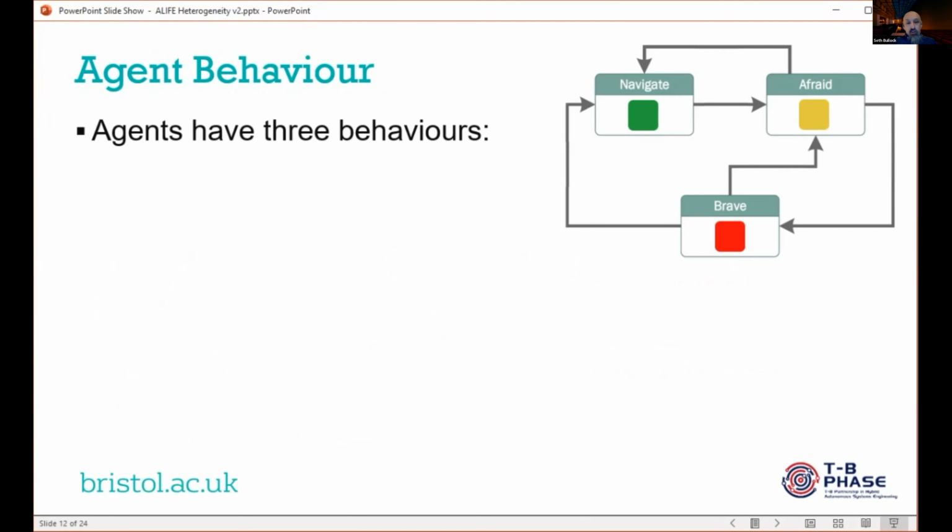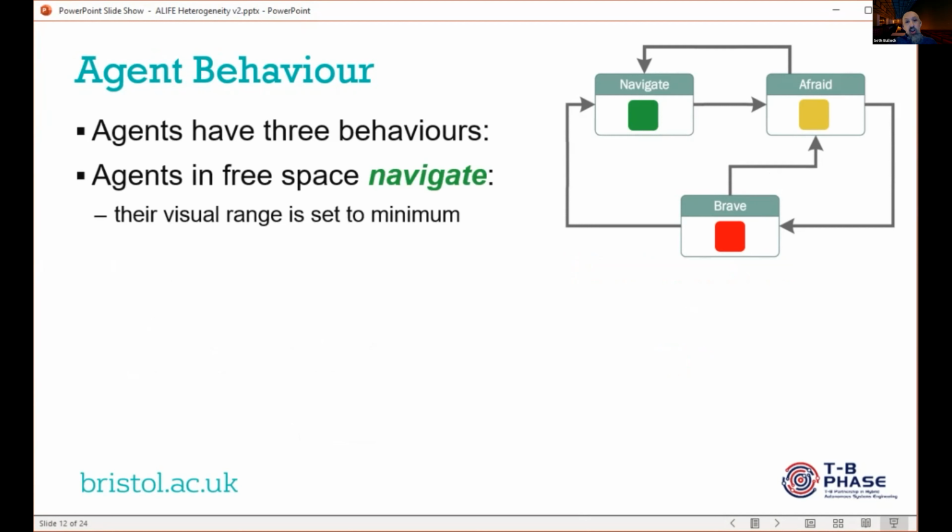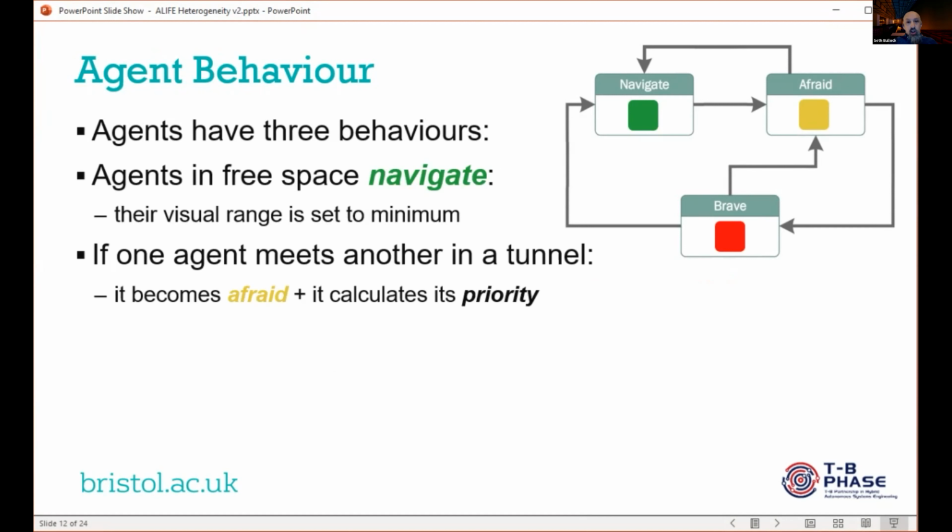So our agents have three behaviors. When they are in free space, so they're not in a tunnel, or when there's no other agents near them, they can navigate. So they're green and they just navigate forward at their maximum speed in the direction that they want to travel. But if they meet another agent in a tunnel, if they both collide head on, then they both become afraid, which is this yellow state, and they calculate their priority somehow.